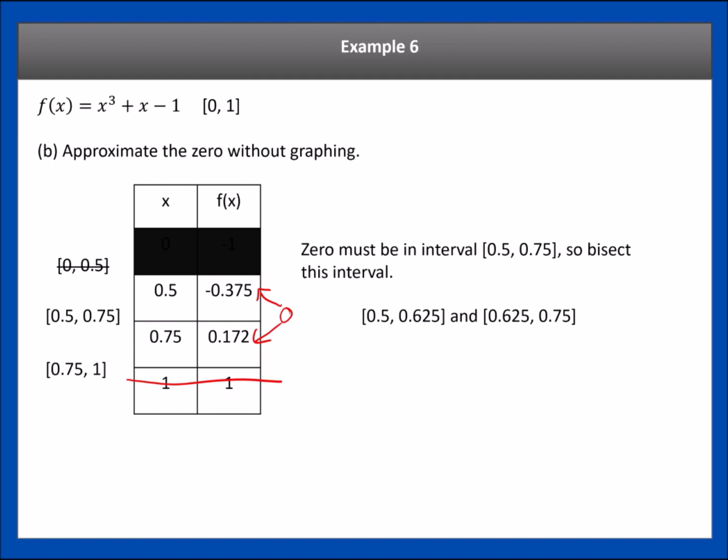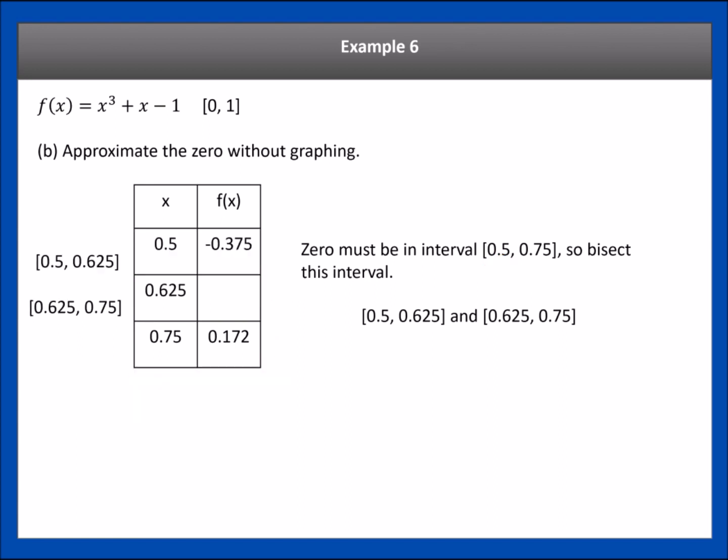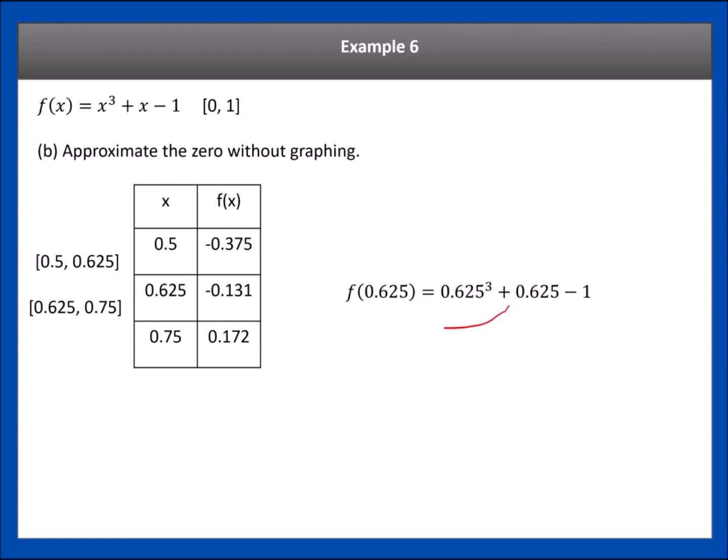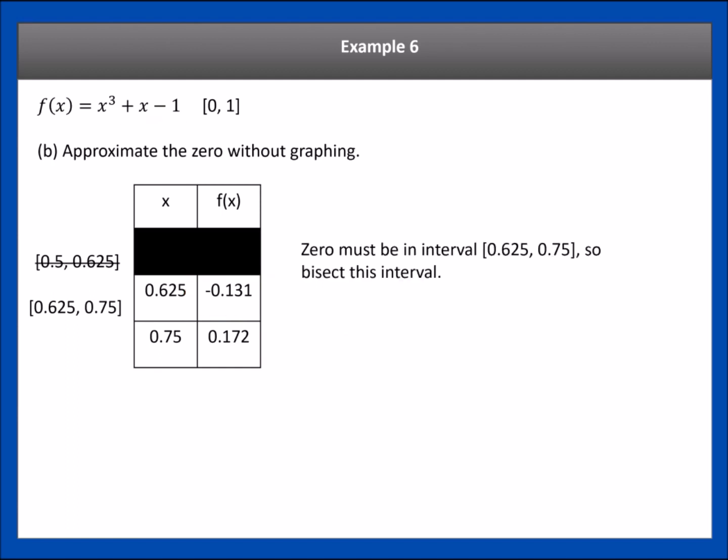All right, and we're going to cut this in half into these two intervals. And so we're getting rid of this, like we said earlier, and then we're going to include the 0.625. Now we're going to plug in 0.625 into the function, and we get this value. And notice that the 0 must be in this interval because 0 is between a negative number and a positive number. And then, therefore, we're going to split this in half.